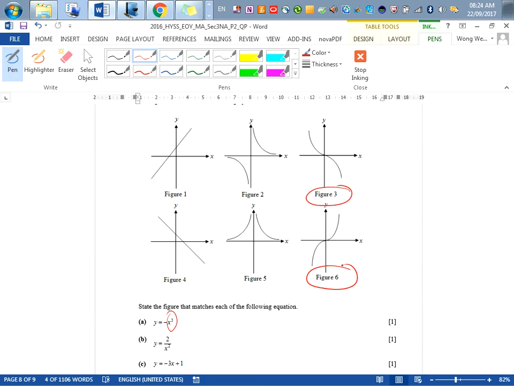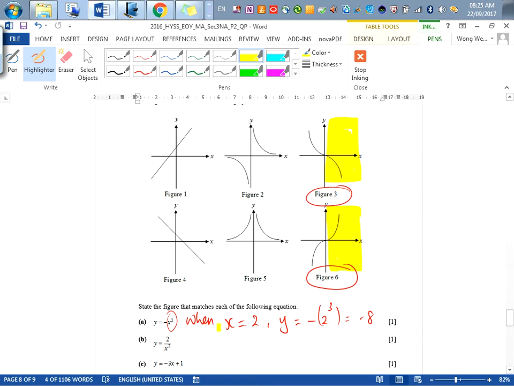How do we decide? So what about negative? So you mean you memorize the shape, is it? Okay, let's consider what happens when x equals to a positive number. Let's say x is equal to 2 lah. Then y is equal to negative 2 cubed, right? This is negative 8. So when x is positive, y is negative. Where is the positive region for x? This is the positive region of x. On the other side is the negative region.